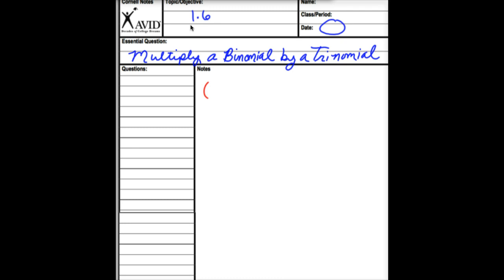Let's say we've got 2x plus 1, that's my binomial, two terms, and I'm going to multiply it by 3x squared minus x plus 5. That's my trinomial, or three-termed. This is really just a case of the distributive property, which is why it's not very difficult. You just have to make sure you watch your signs and you watch your multiplication.